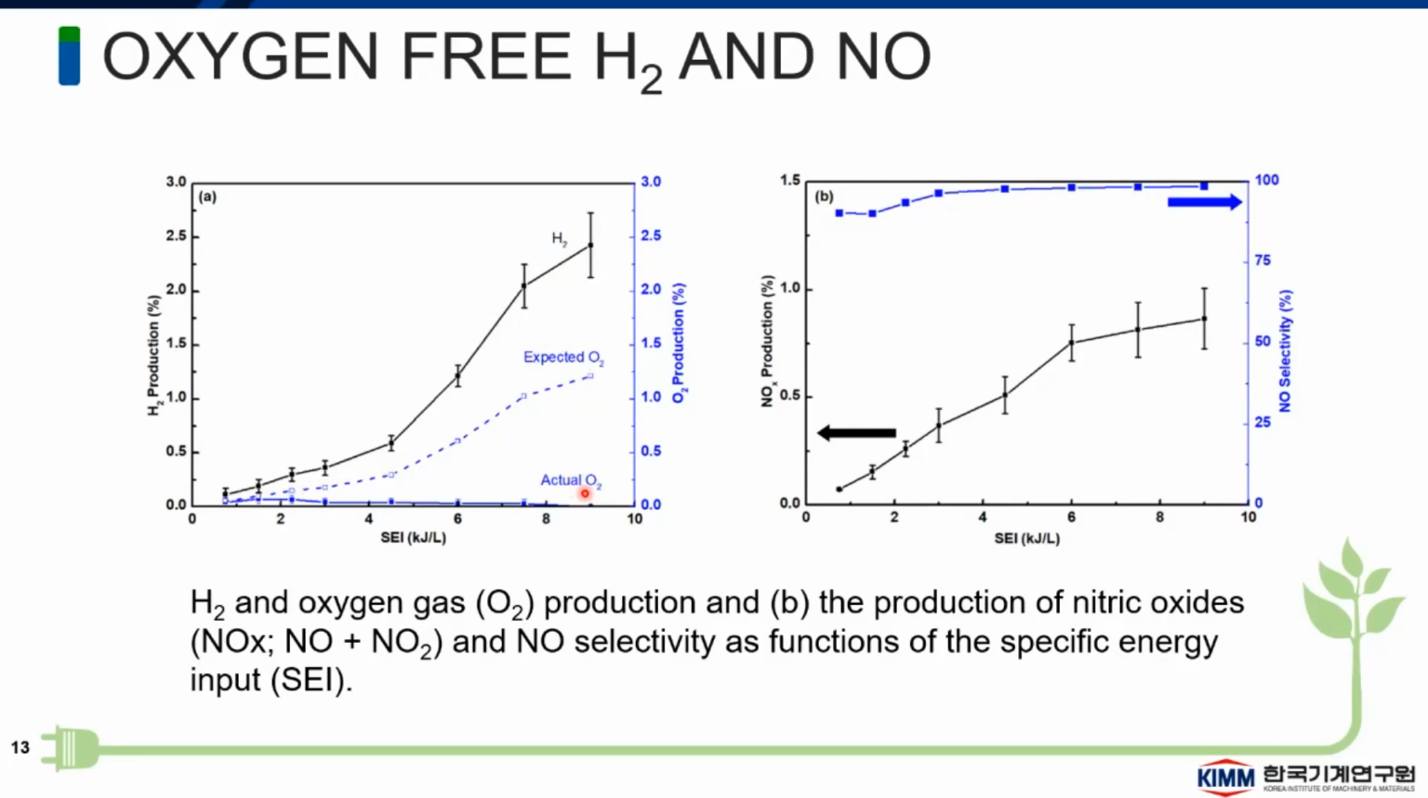it was zero. So to check where that oxygen is going, we checked with FTIR, and we found that this oxygen reacts with nitrogen to form NOx. And we can see that as oxygen concentration decreases, NOx concentration increases. So it means all the oxygen is reacting with nitrogen to form NOx. And we get around 98% selectivity of NO.